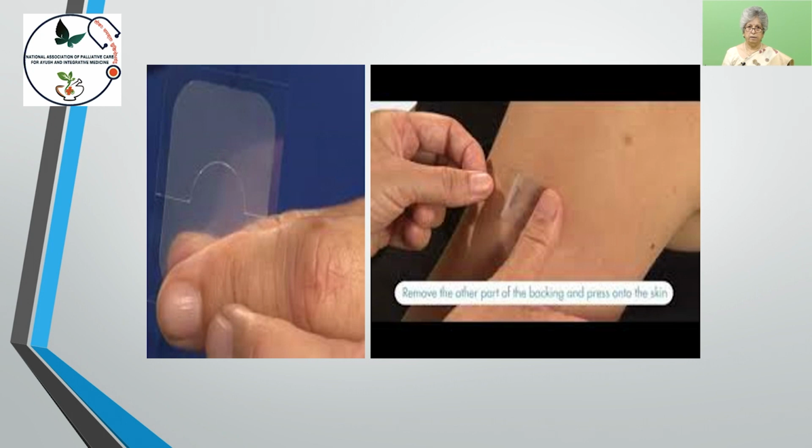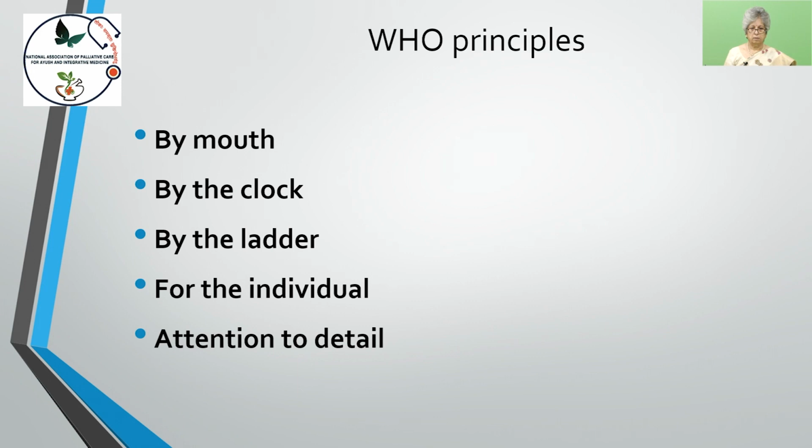It can be applied on dry, non-hairy skin, like on the arm, on the front side of the chest, on the back or on the thigh. As per the WHO guideline, cancer pain can be managed by medicine given by mouth. That is so, the WHO 3-step ladder uses only oral analgesics or oral medicine for pain management.